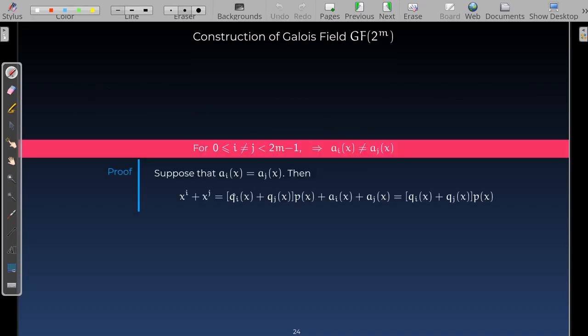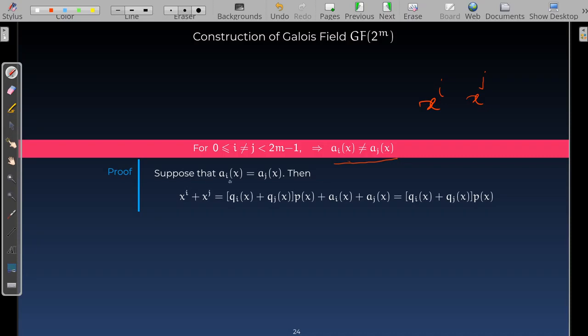Okay, now here we have a theorem that for 0 less than or equal to i not equal to j less than 2^m minus 1, a_i(x) is not equal to a_j(x). So if you take x^i and x^j, where i and j are both between 0 and 2^m minus 2, and you divide by this primitive polynomial, the remainder is always going to be different.